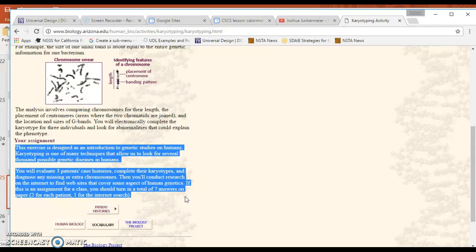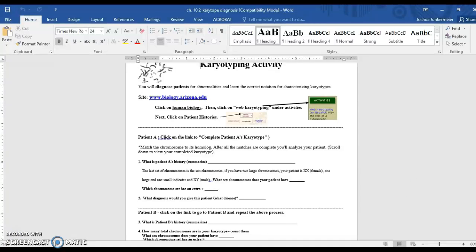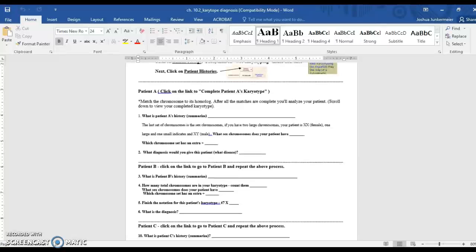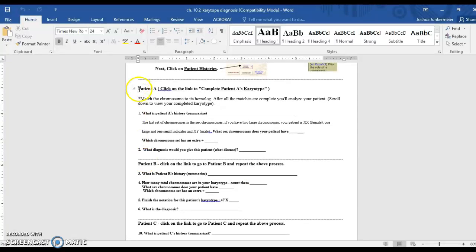If this is an assignment for a class, you should turn in a total of 7 answers on a paper. All right, we'll talk about that soon, don't worry. Here is a copy of the worksheet that you'll be working on to complete. This worksheet, if it's in digital form, of course has a link here and it gets you there faster. And it has a little guidance on how to get there. But anyhow, there are 3 sections to this worksheet, and each section is one of the patients. You start with patient A, then you'll do patient B, and then patient C.